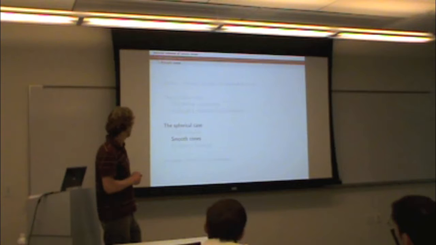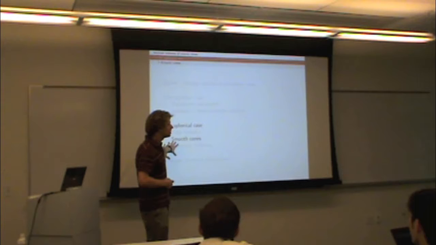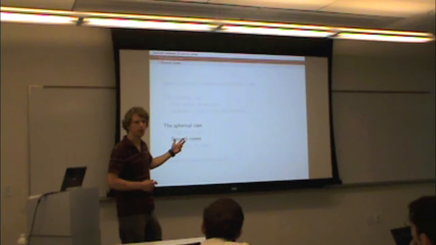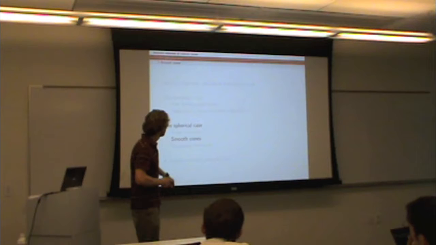As requested, I want to give you this nice little application. For this, I need to look at spherical cones. Spherical cones are not polyhedral, they are smooth cones, right? They have a smooth boundary. And for this, we need to have a look at smooth cones.